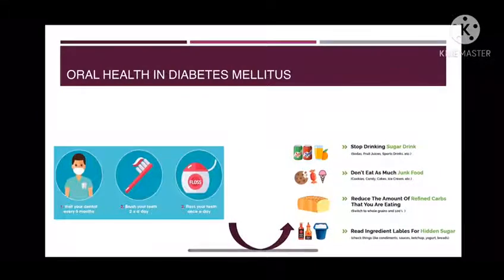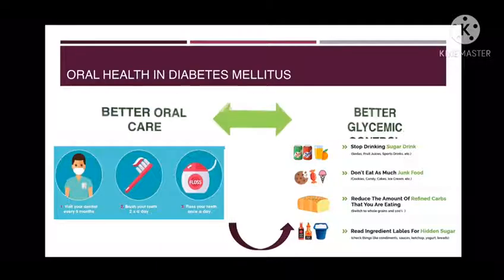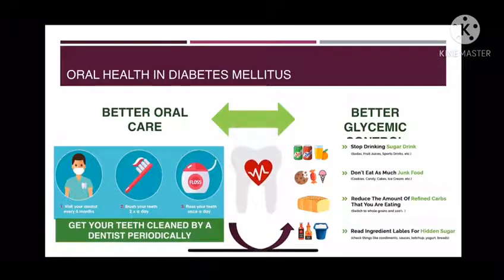Oral health care of a diabetic patient must include a visit to a dentist every 6 months, brushing teeth twice a day, flossing regularly, reducing the intake of sugar drinks, junk food and refined carbs, and reading the labels for hidden sugar.